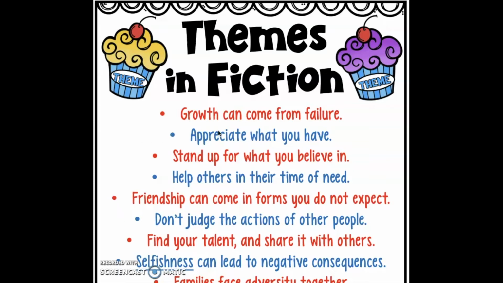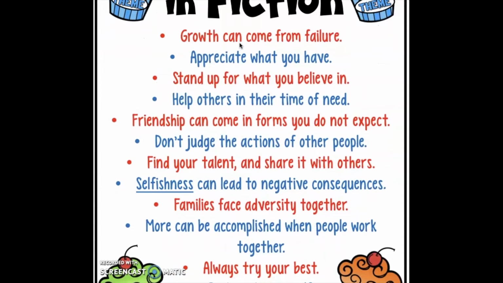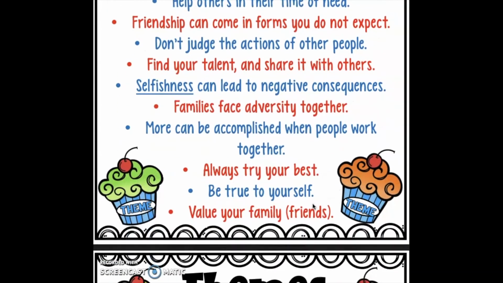So looking at these themes, which are found in fiction, we have things like growth can come from failure. So that's saying, hey, even if you fail, you can still grow. That's a theme. It's a message that an author is trying to send. Another one could be families face adversity together, right? So families get through tough times because they're together. Always try your best. Be your true self.